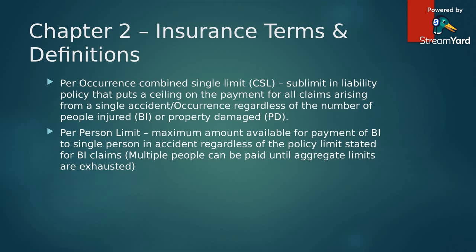Per person limit, this is going to be the maximum amount available for payment of bodily injury to a single person in an accident, regardless of the total policy limit stated for bodily injury claims. Now, in this case, multiple people can be paid out until the aggregate limits have been exhausted on that policy.